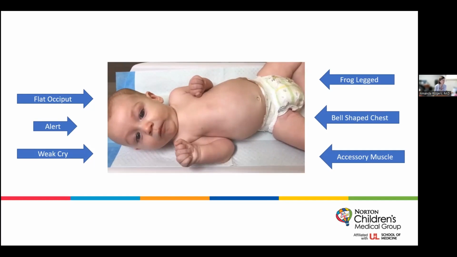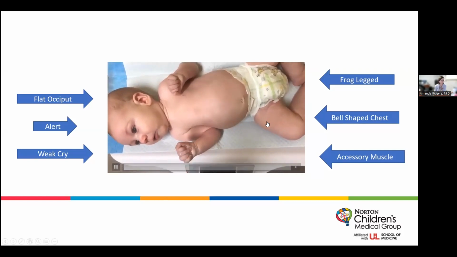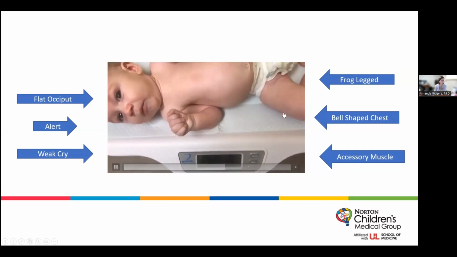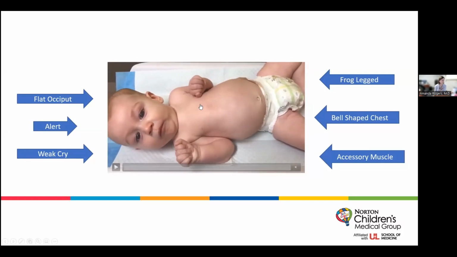He has a flat occiput, and so he probably has not spent much time moving his head. He was noted to have a weak cry on exam. He has this frog-legged posture rather than having a nice flexed and adducted lower extremity posture. And then his breathing pattern here is with a bell-shaped chest and accessory muscle use. Based on history and physical exam alone, there was a high suspicion for spinal muscular atrophy. And that is what this patient ended up having.